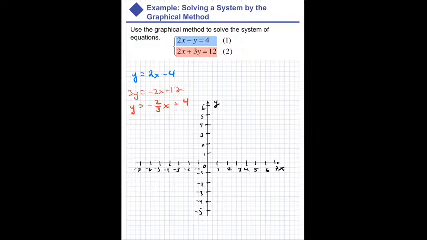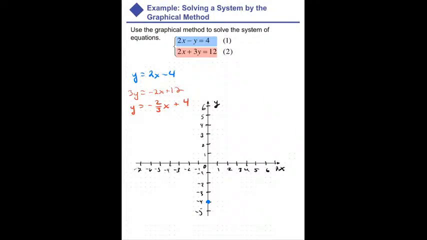So now let's graph equation 1 in blue. The y-intercept is negative 4, and the slope is 2. I'm going to change my paper to this one. So the slope, we go up 2 and right 1. We can put a point. Let me go the other direction as well: down 2 and left 1.